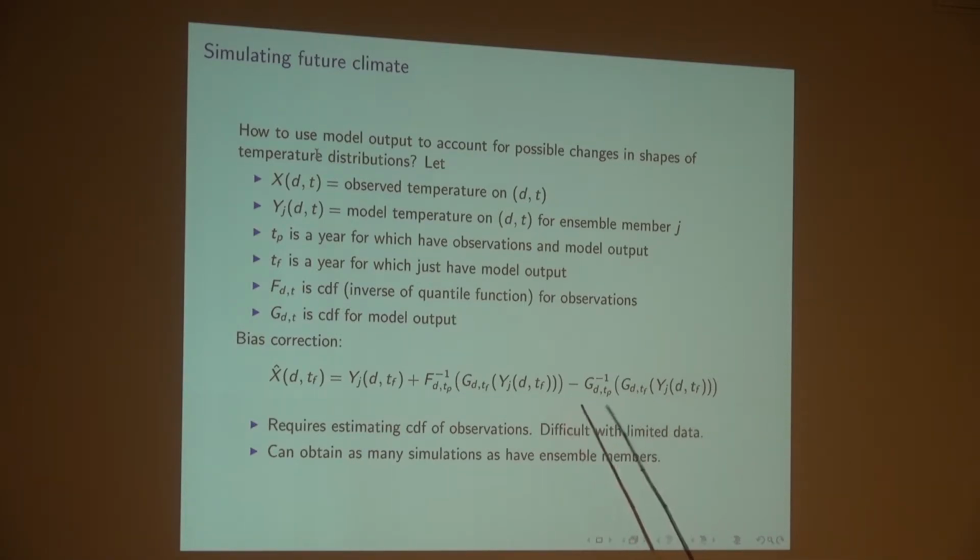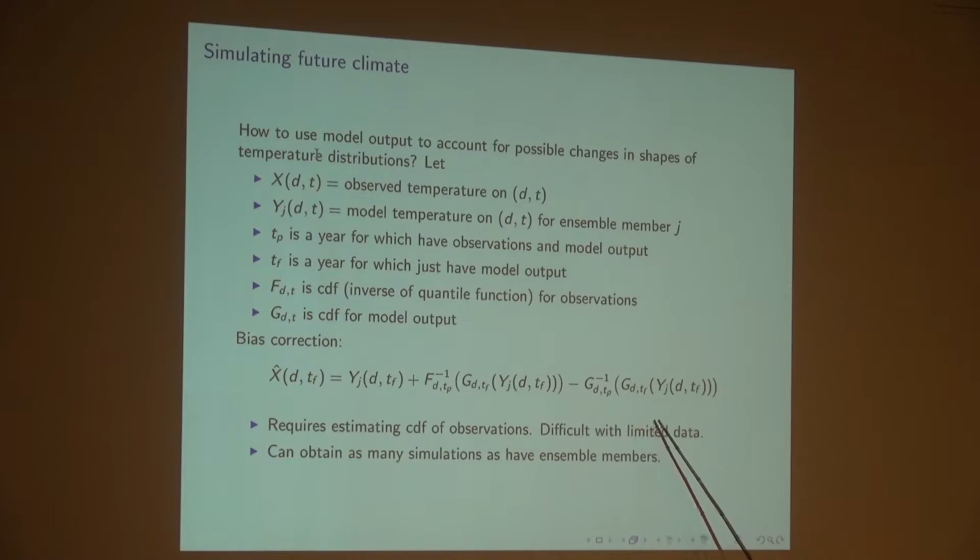So bias correction would probably correspond to something like this. You would take model output in some realization for some future year. You would transform, is that the right way? Well, I think there's more than one way of doing it, but this is one possibility. You transform this to a uniform scale, and then you undo.